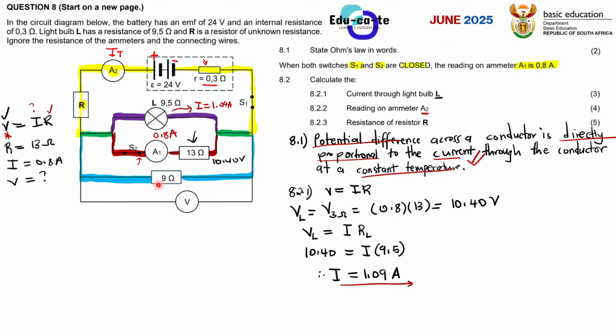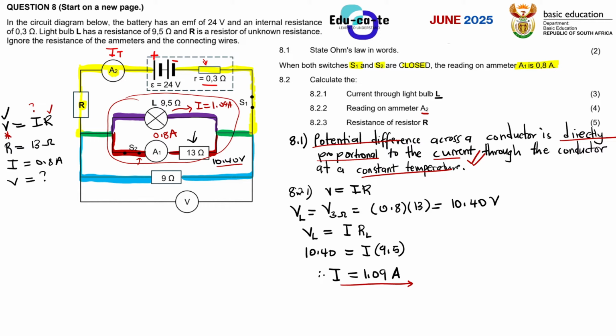But now, how do we find this one? That is the blue current, the one that is flowing through the 9 ohms resistor. It is simple. Look at this. The voltage across this, let's just combine it and say that the voltage across this entire circle here is 10.40 volts.